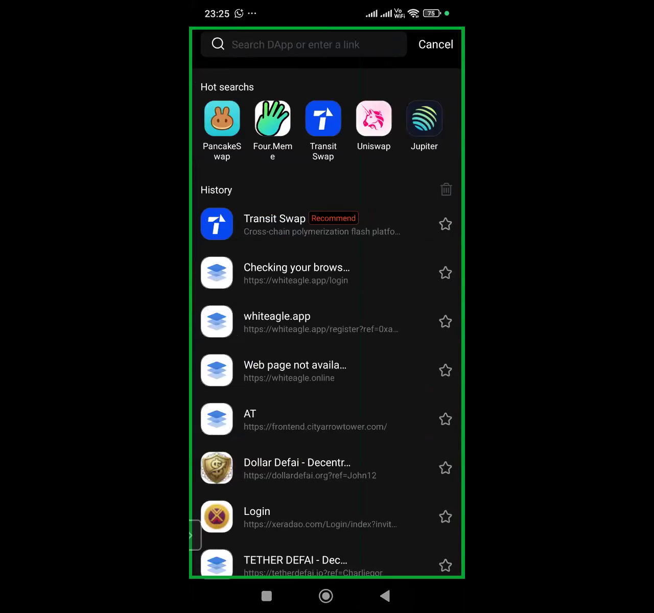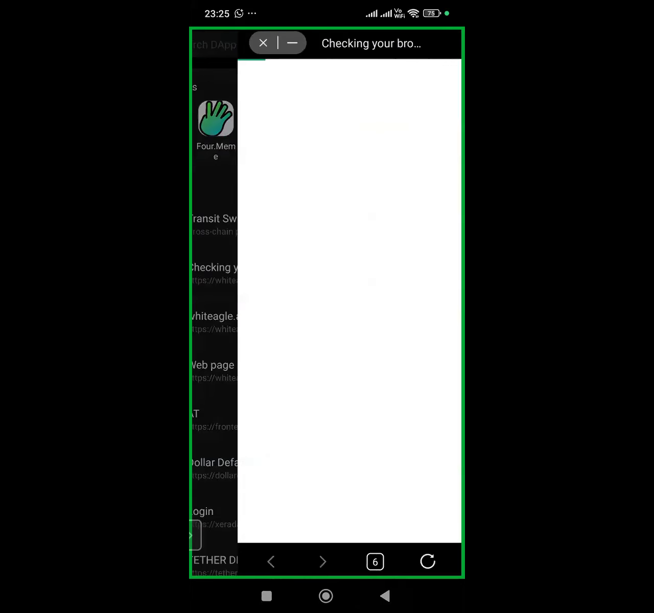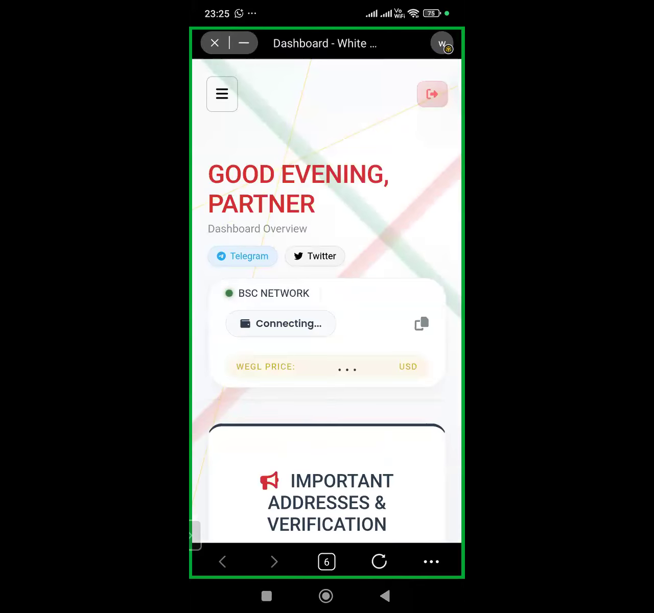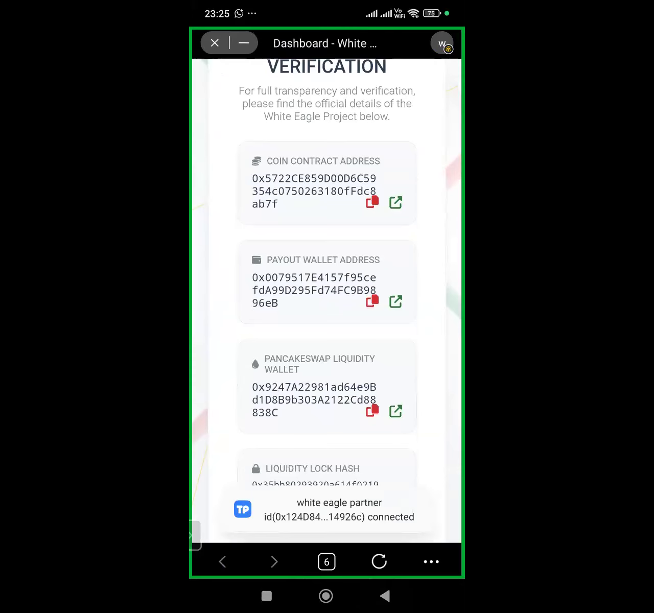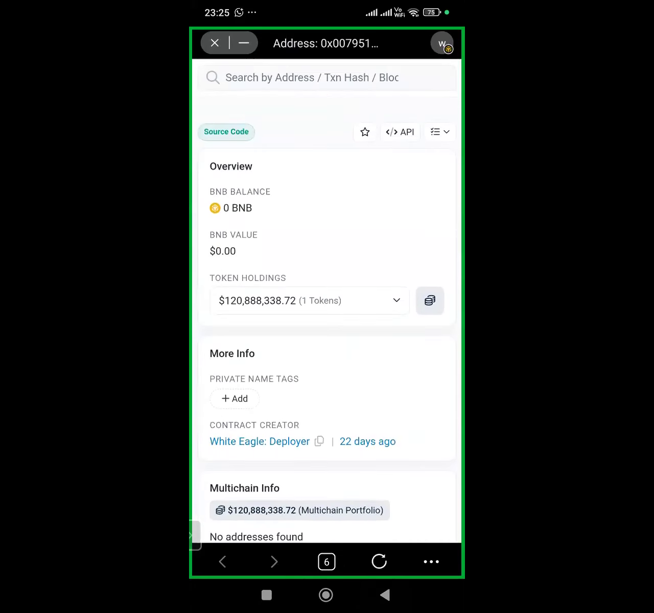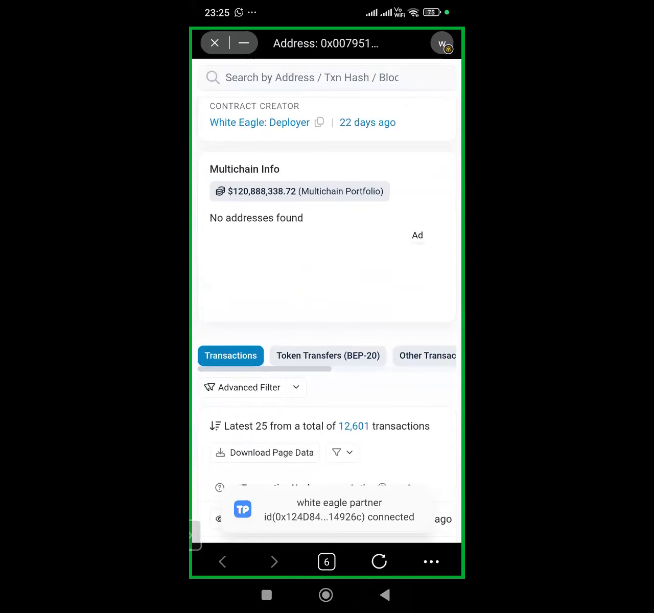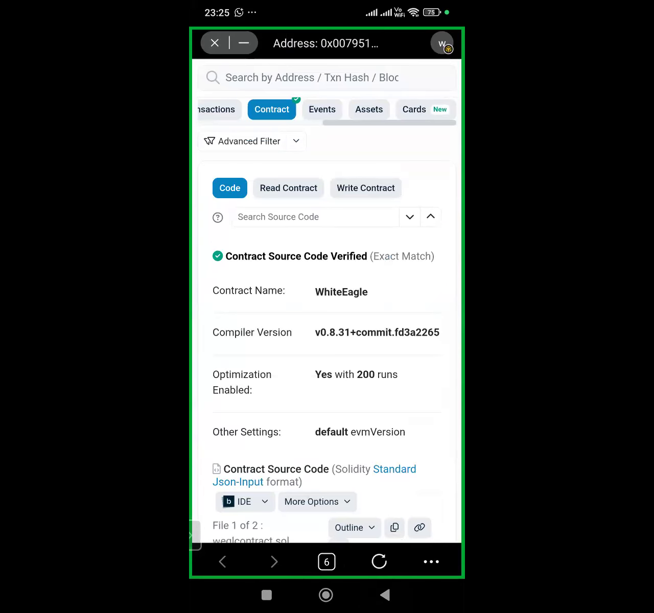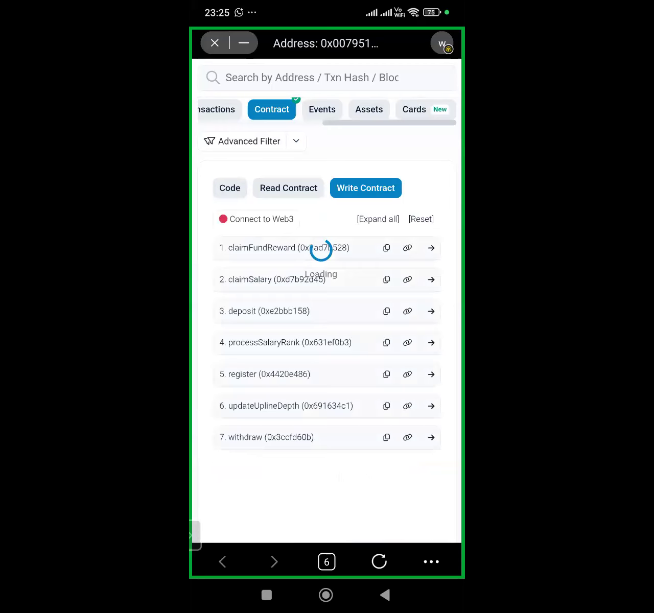I'm moving here, so you can move from the browser also, because we just need the contract address of the system from where we are going to get the withdrawal. So this is the payout address. You can see here, this is the payout address. So just click on Contract. This is the contract. As you go to the contract, you have to click on Write Contract. You can see all the functions are here.